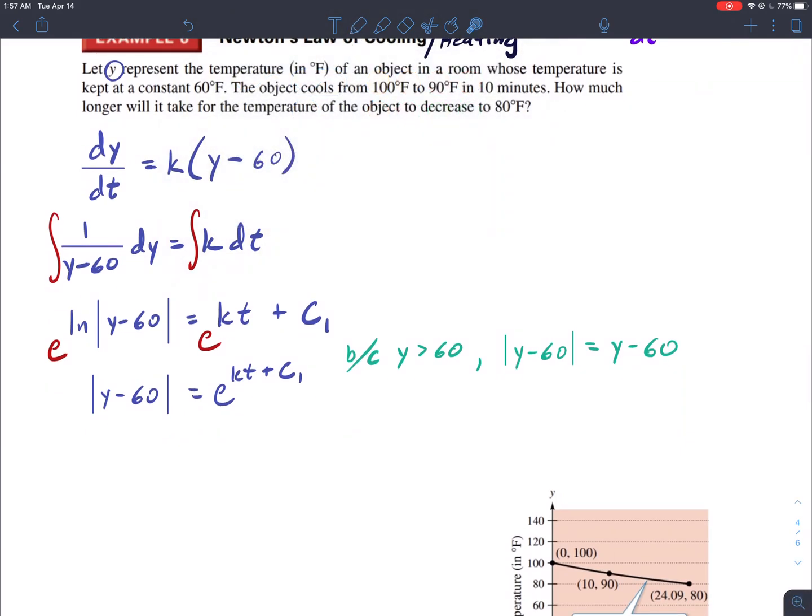So going back to my solution here, I'm trying to isolate y. Really, I need to get that 60 over. I could just add 60, but I can also clean the left side up, right side up.